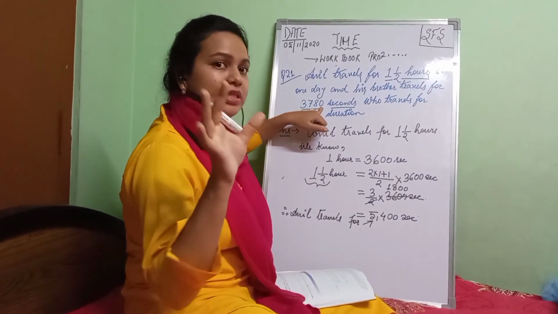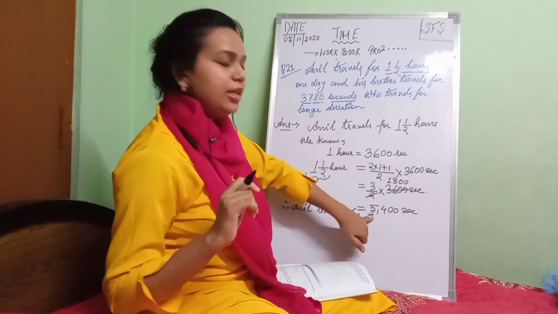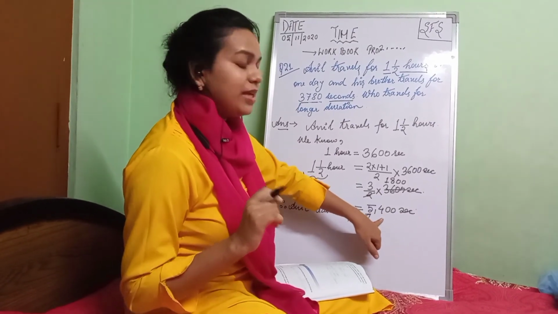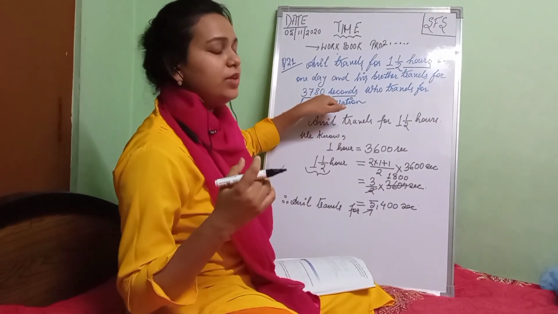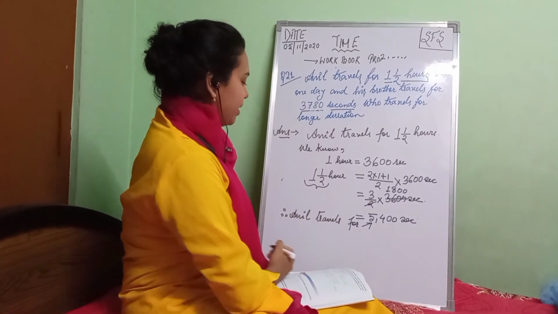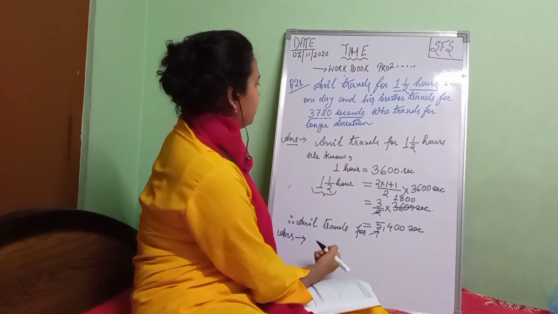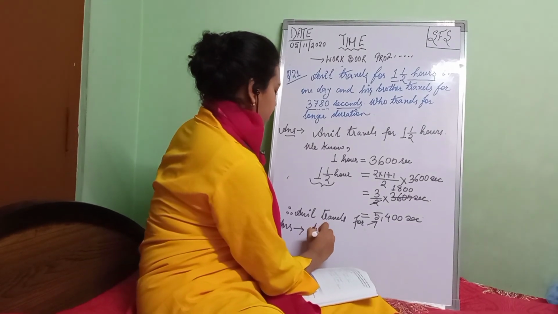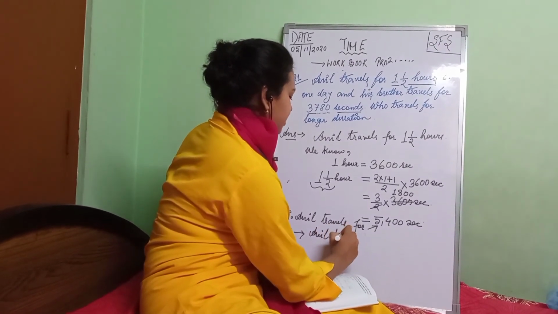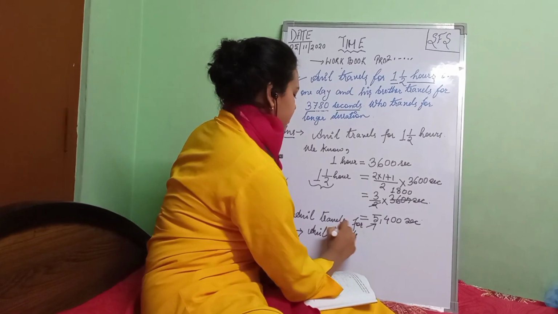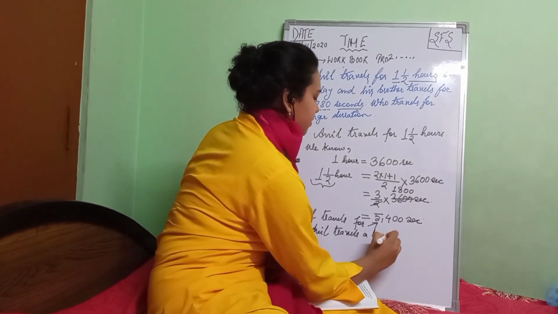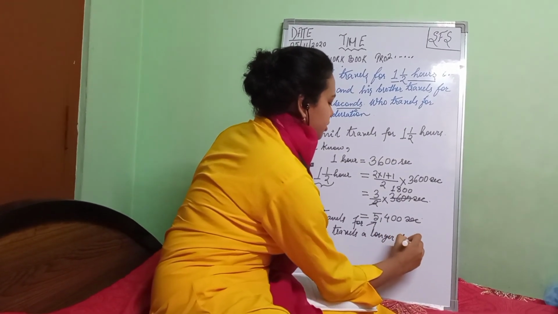Okay, children? So since Anil travels for 5,400 seconds and his brother travels for 3,780 seconds, which is more? Anil is more. 5,400 seconds is more than 3,780, right? So we can say the answer is Anil travels a longer duration.